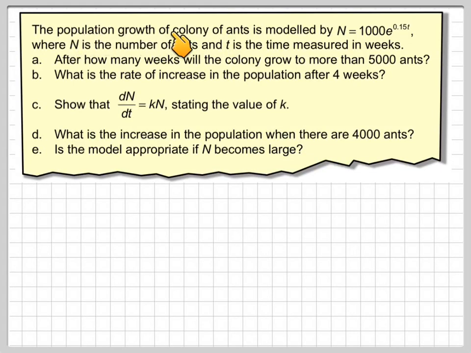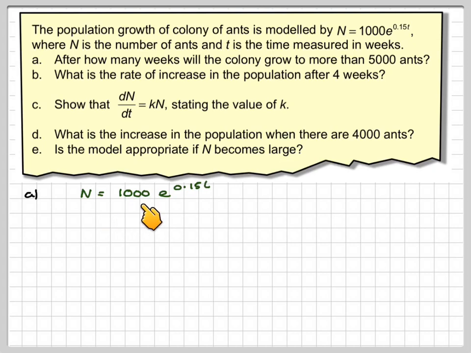The population growth of a colony of ants is modelled by n = 1000e^(0.15t), where n is the number of ants and t is the time measured in weeks. After how many weeks will the colony grow to more than 5,000 ants? Let's look at that first.